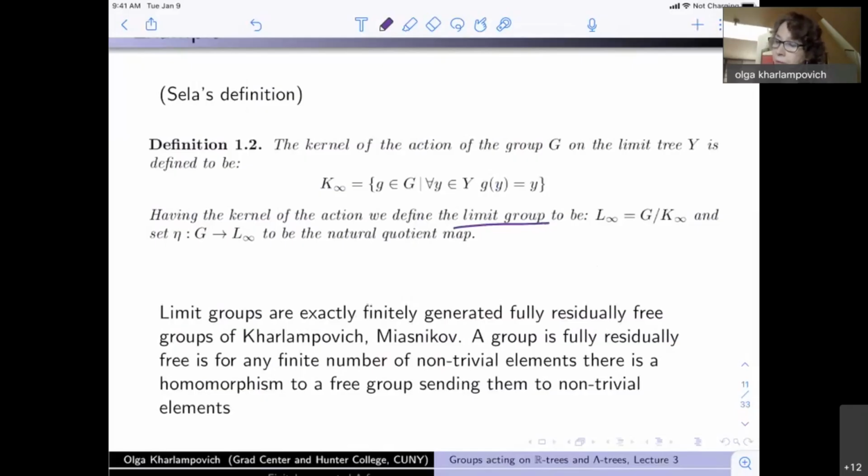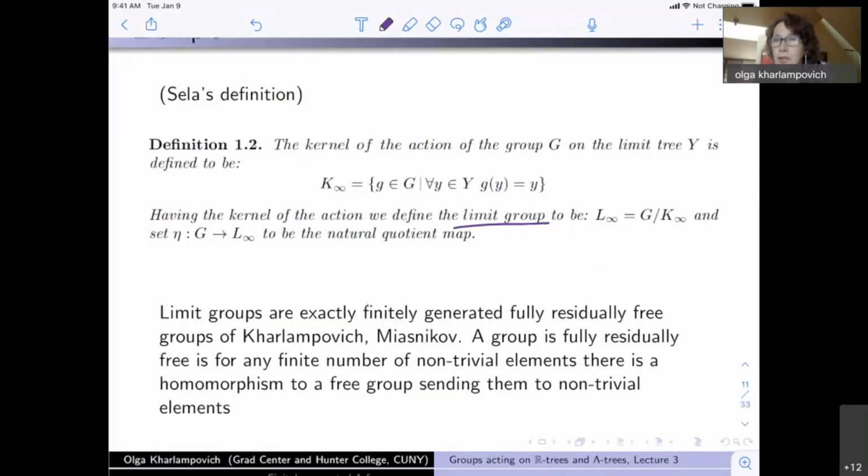Limit groups are exactly finitely generated, fully residually free groups, which we consider to be the Alexei Myasnikov. So this is a very interesting class of groups. A group is fully residually free if for any finite number of non-trivial elements there is a homomorphism to a free group sending these non-trivial elements to non-trivial elements. It's a class of groups started by Benjamin Baumslag a long time ago. What is nice about them? They turned out to be models of the universal theory of a free group. These are exactly models of the universal theory of a free group.